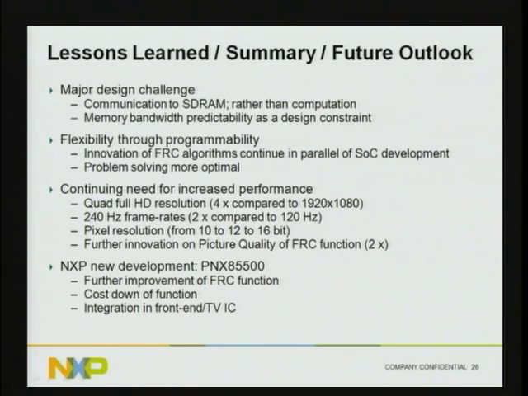It also has given us the input that in our next generation architectures and subsystems, again based on the Trimedia, memory bandwidth predictability has become a design constraint. That basically means that we have improved further on the caching strategies in these processors and enabled them in such a way that we have full predictability of the amount of bandwidth that we need from the background memory.